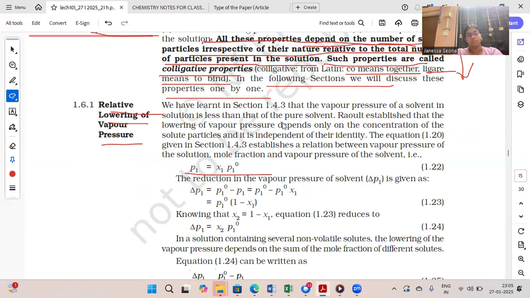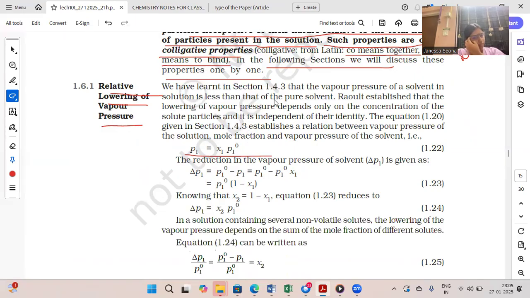Now, let us see. We have learned in section 143 that the vapor pressure of a solvent in solution is less than that of the pure solvent. This is what is called relative lowering of vapor pressure. This is the very, very first and fundamental colligative property. We have learned that the vapor pressure of the solvent in a solution is less than that of the pure solvent.